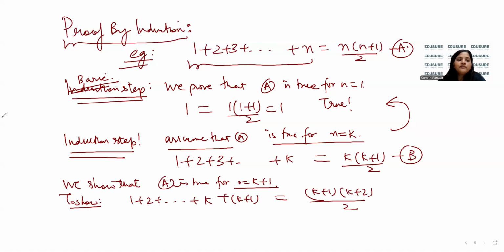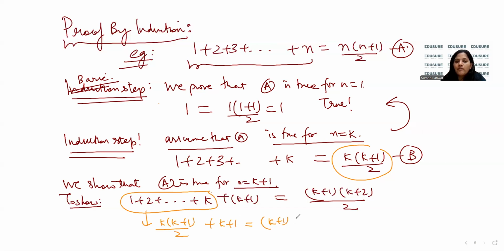Now, what is the beauty of this thing? The beauty is that we know this term, 1 plus 2 plus till k, is equal to k into (k plus 1) by 2. And then we are adding k plus 1. Then you take k plus 1 common, so you get k plus 2 by 2. So you will get (k plus 1)(k plus 2) divided by 2, which is the RHS.